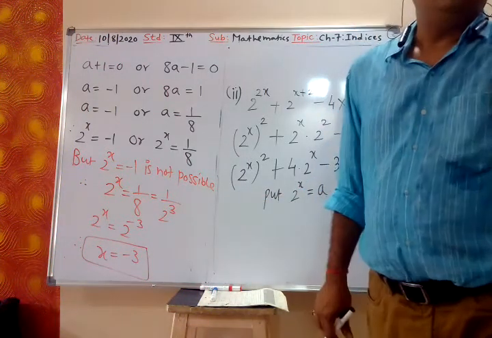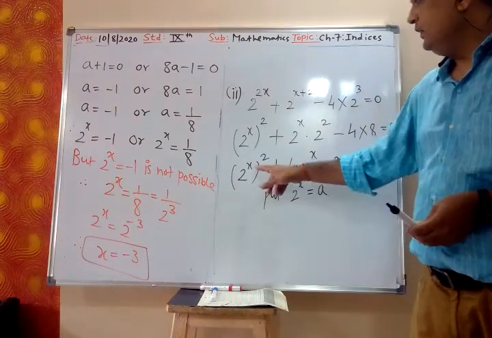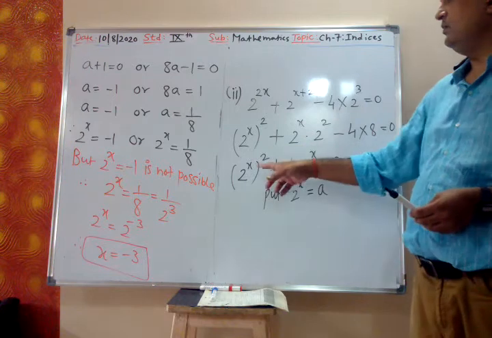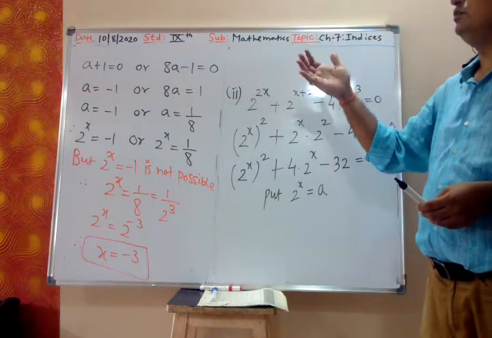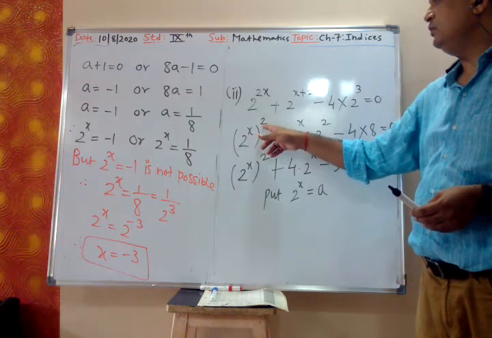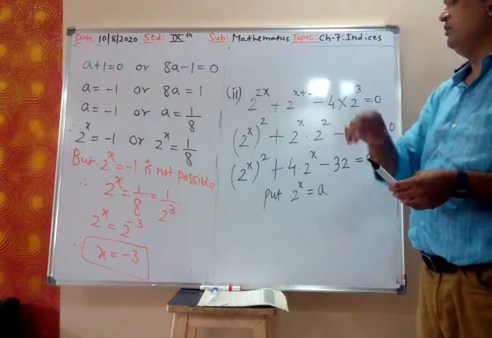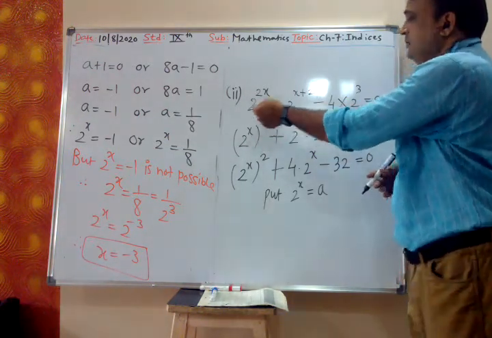Because we want to form the quadratic, that variable must be inside the bracket. We want it in the form of a square, so we want that power to be 2. Instead of x raised to 2, I will take this 2 in the power so that I can get the quadratic. I will not take x in the power. I will take 2 in the power.